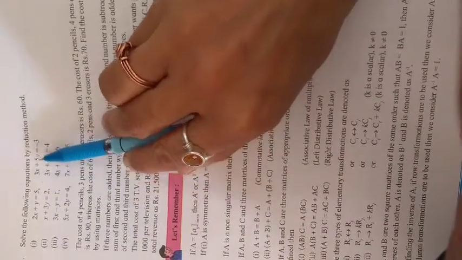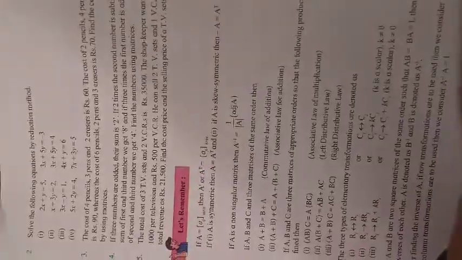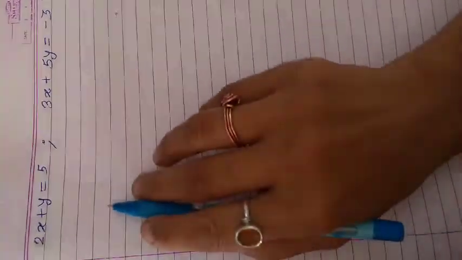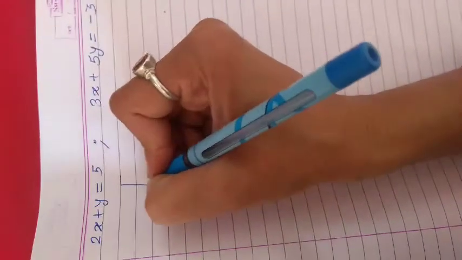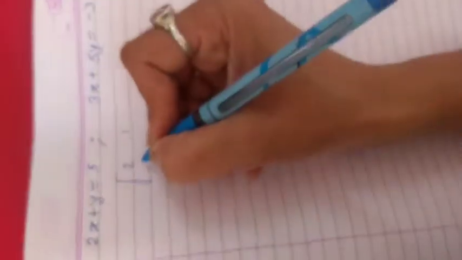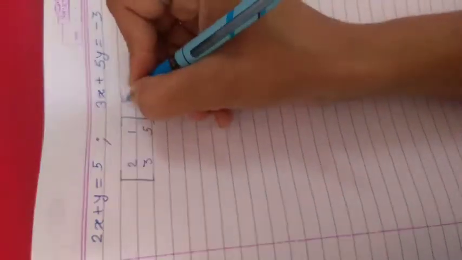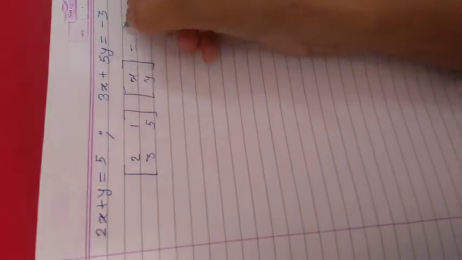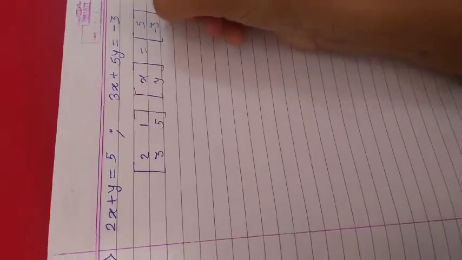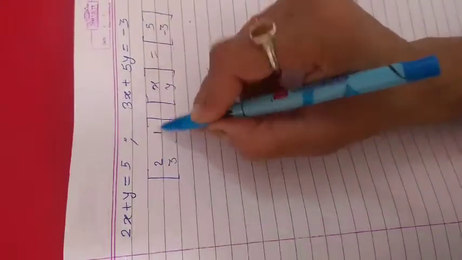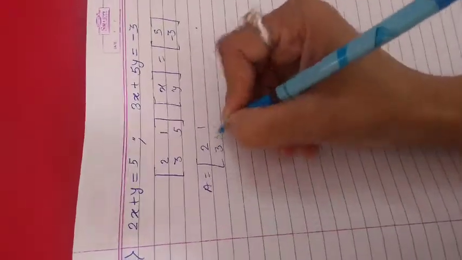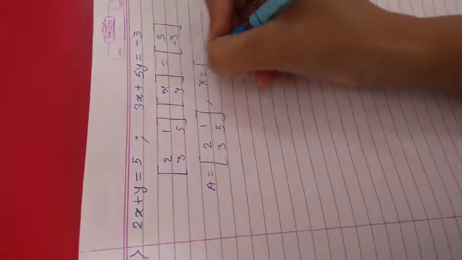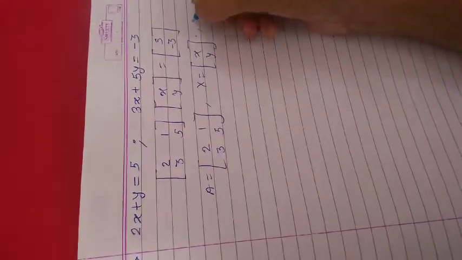Now see the first example: 2x plus y is equal to 5 and 3x plus 5y is equal to minus 3. We have to solve this by the reduction method. First of all we will write it in the matrix form: [2 1; 3 5] times [x; y] equals [5; -3]. Now this is of the form AX equal to B, where A is [2 1; 3 5], X is [x; y], and B is [5; -3].